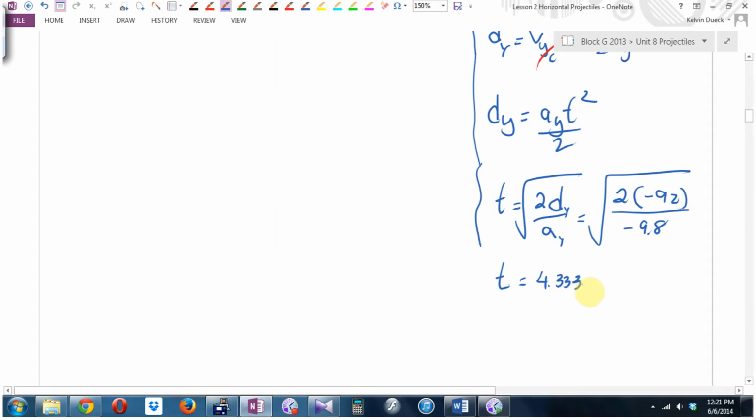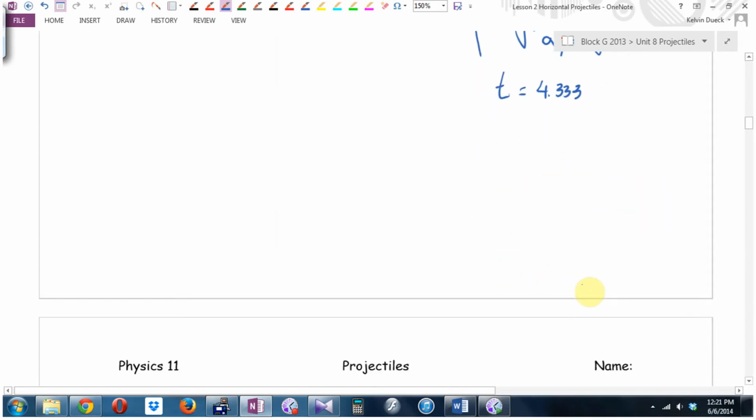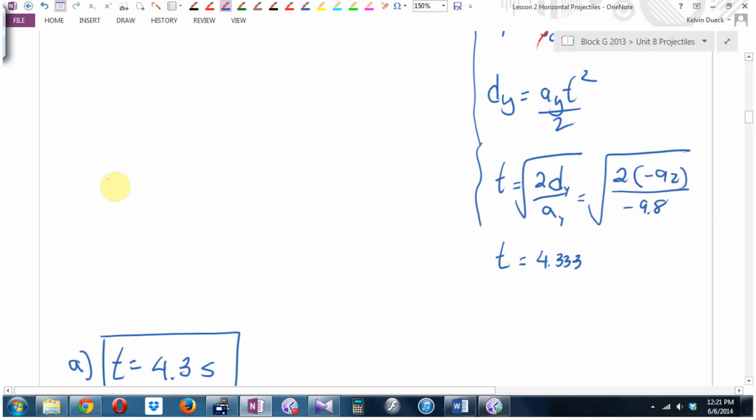Now, somewhere I got to report my answer. So down here near the bottom, I'm going to say A. T equals 4.3 seconds. I'll even put a little box around that. There's one of my answers, and there's the work to find it.